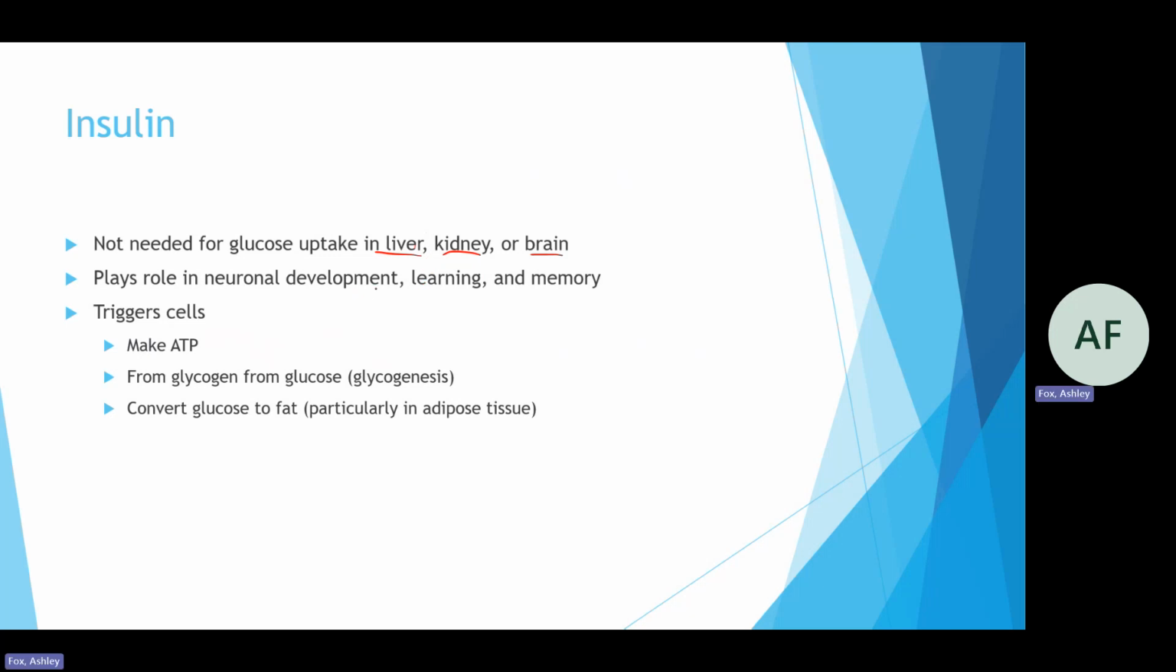Insulin is also important with actual development of neurons. It can be involved in learning and memory as well. But the major thing is, what does insulin also do? So this is talking about the cells. So again, helping blood glucose decrease by glucose going into the cell.